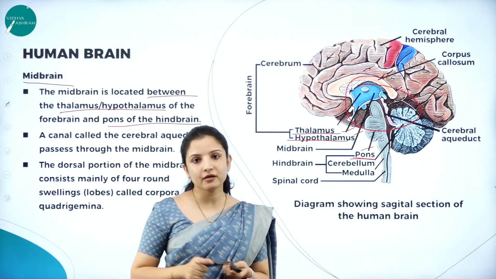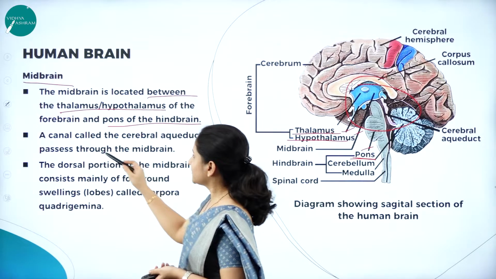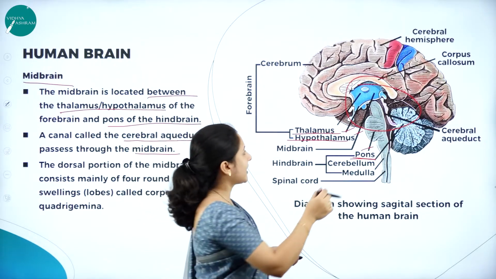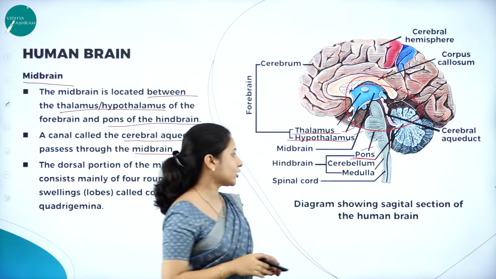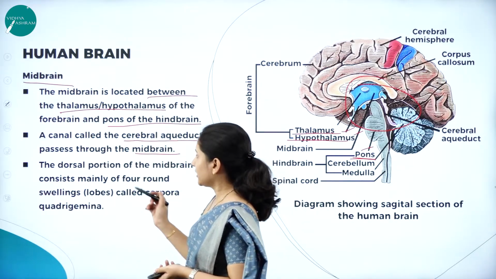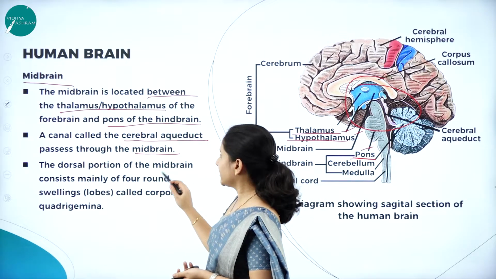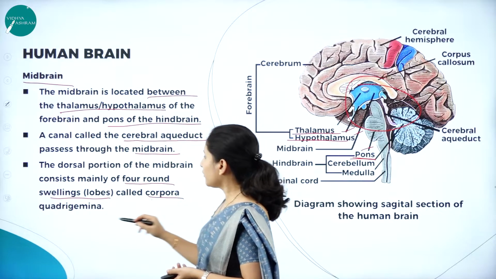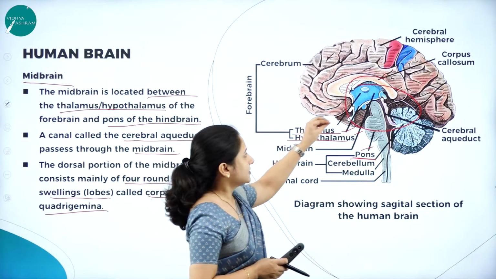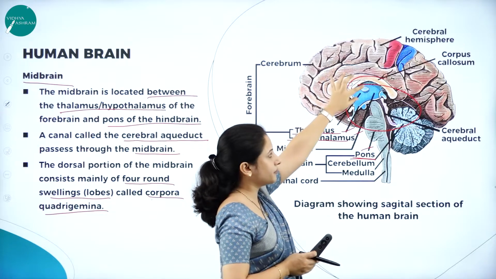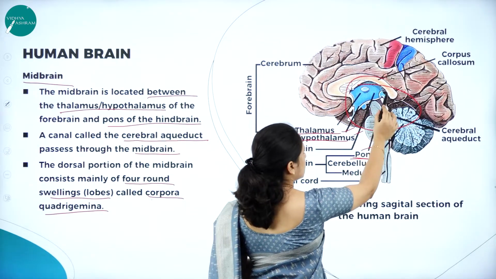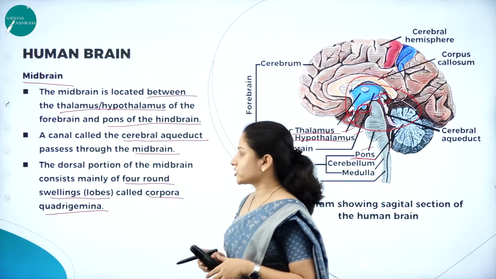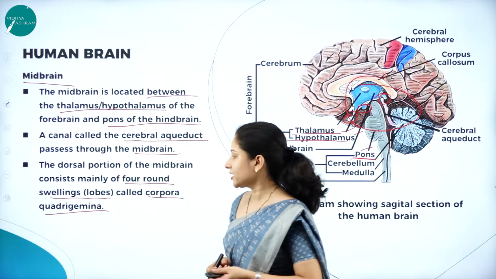So what is there in the midbrain? We shall look into it. In the midbrain, there is a canal called the cerebral aqueduct which passes through the midbrain. And the dorsal portion or the upper portion of the midbrain consists of 4 round swellings or lobes, which are called the corpora quadrigemina. So this upper part or the dorsal part of the midbrain consists of 4 swelling-like structures, and those swellings are nothing but lobe-like structures, and they are called the corpora quadrigemina.